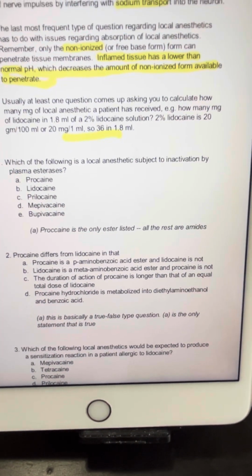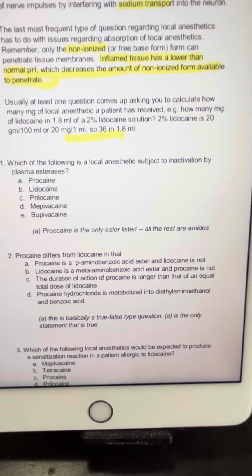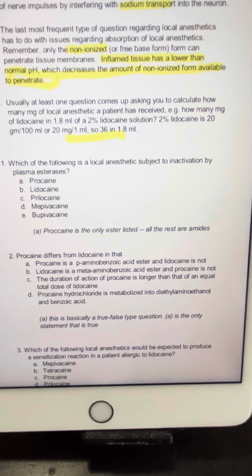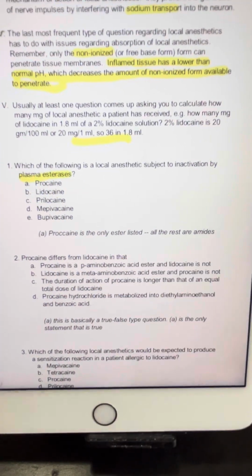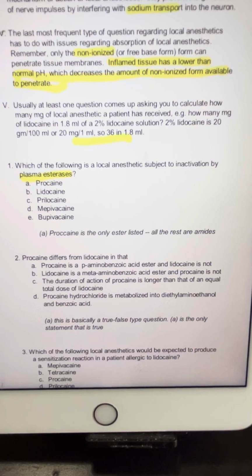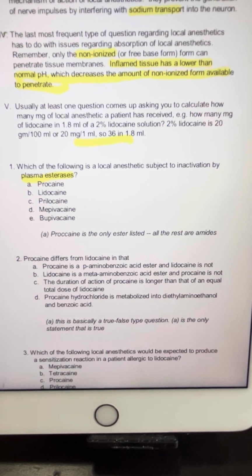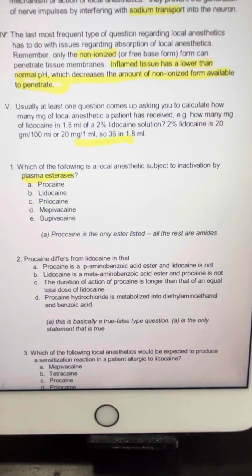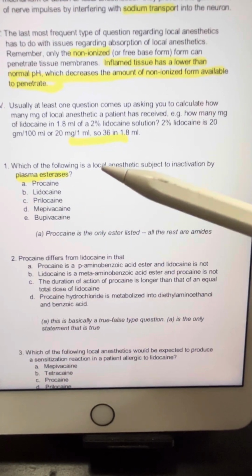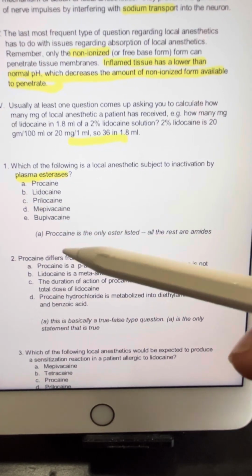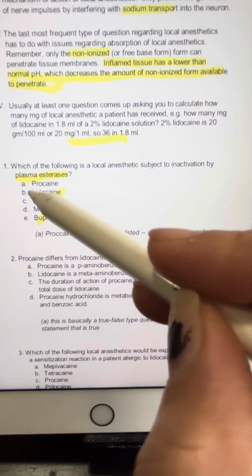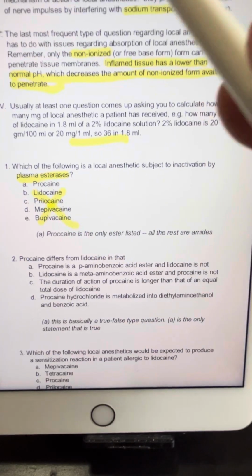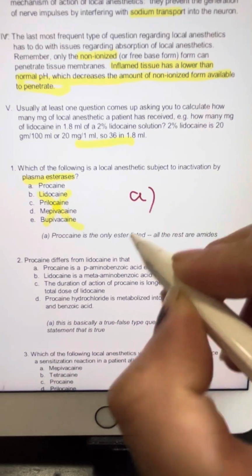Which of the following local anesthetics is subject to inactivation by the plasma esterases? You have to look at the plasma esterases. For plasma esterases to inactivate it, it should be an ester. So for all these you have to sort out which one is ester, which one is amide. You can see all of them are amides, but only procaine is the ester. So the answer for this one is A, that is procaine.